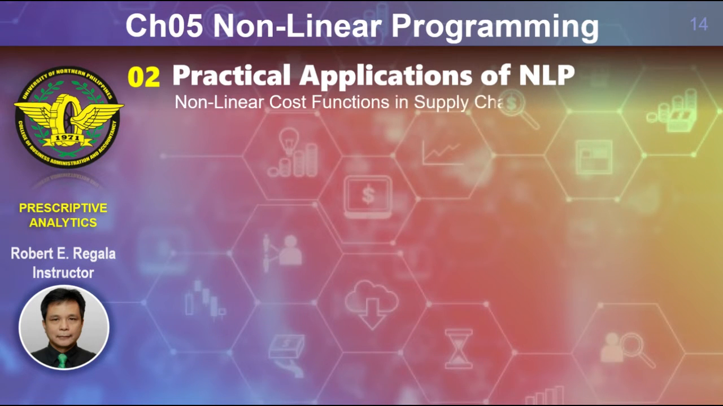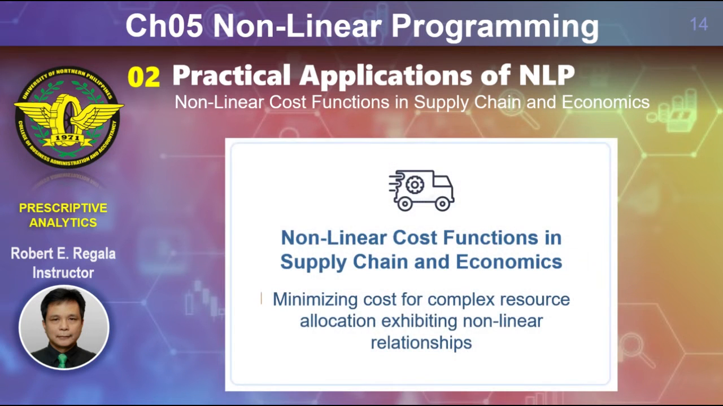Nonlinear cost functions in supply chain and economics. In economics and supply chain management, NLP is utilized for complex resource allocation and cost minimization tasks. Specifically, when the costs associated with production, inventory, holding, or transportation exhibit nonlinear relationships, such as economies or diseconomies of scale, or variable pricing structures, linear models become inadequate. Nonlinear cost functions, which might include exponents or multiplicative relationships to model diminishing returns or penalty costs, necessitate the use of NLP to find the true optimal operating point.